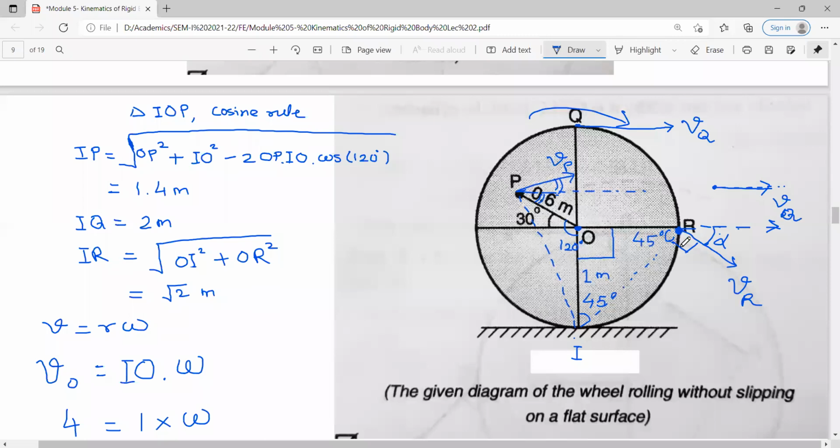If this is 45 and this one is 90 degrees, because velocity and radius are perpendicular, so 45 plus 90 is 135. And you know that on one line the angle is 180. So 180 minus 135 gives me this as 45 degrees. So I will show the direction of velocity of point R like this. It is my reference, velocity of R. And this angle I will show is equal to 45 degrees.